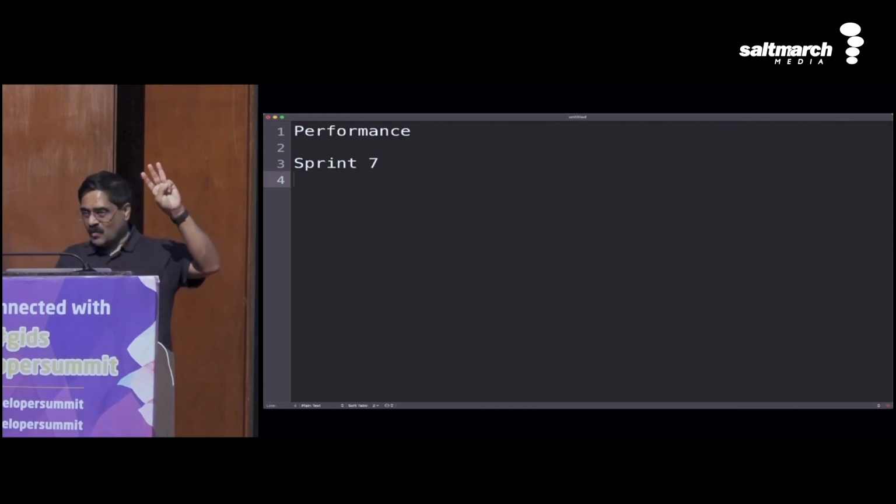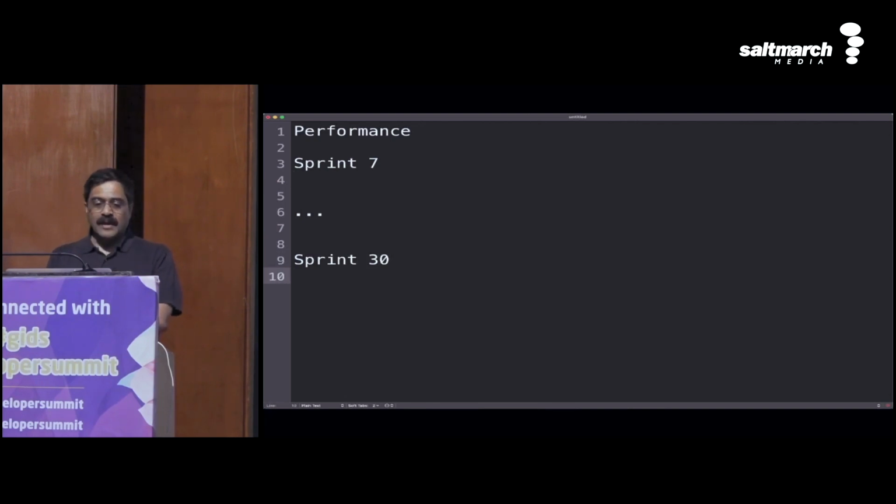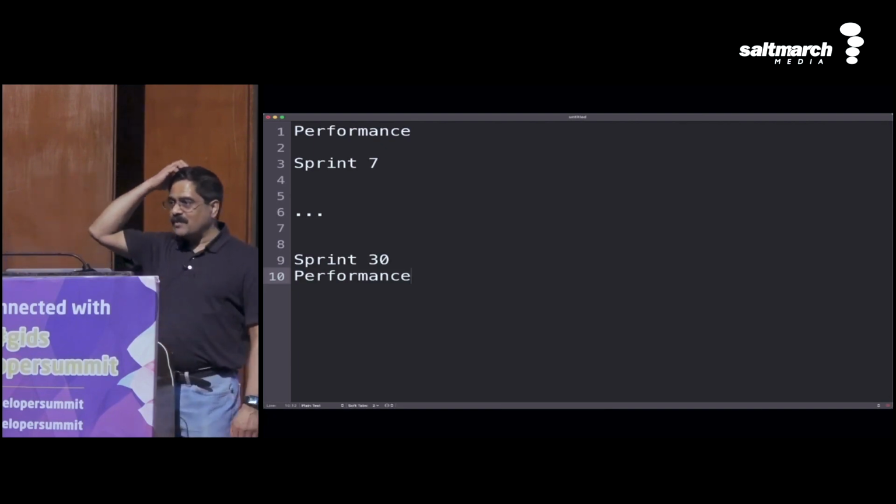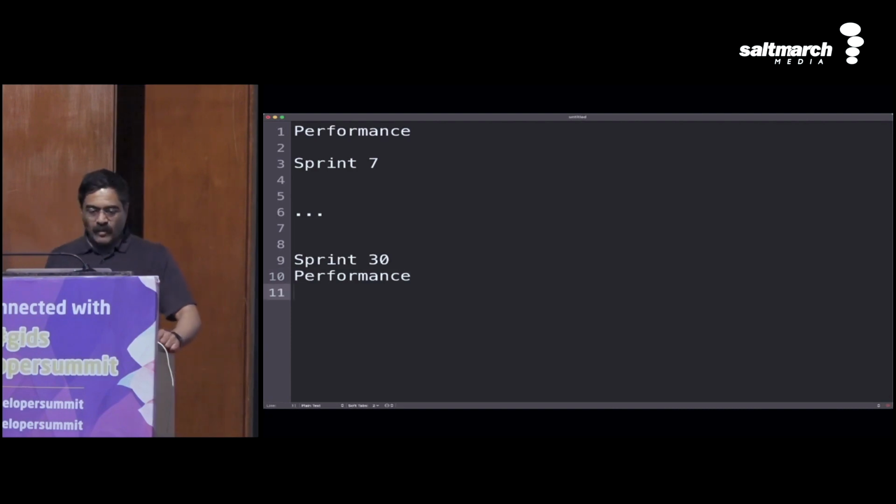So you can imagine how much time and money was spent on it, right? They spent 3 weeks on this code. And after a lot of effort, they brought the performance down to the acceptable level. And this was in sprint number 7. So now they were in sprint number 30. And guess what they found? Performance problem. And they're like, "Oh, this particular feature is taking way too much time to execute. We got to improve the performance."